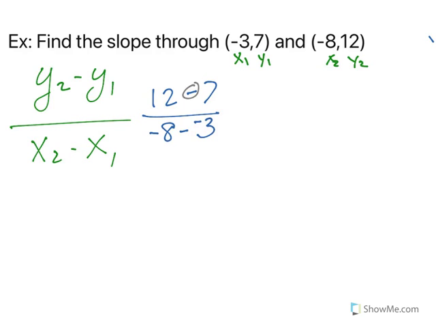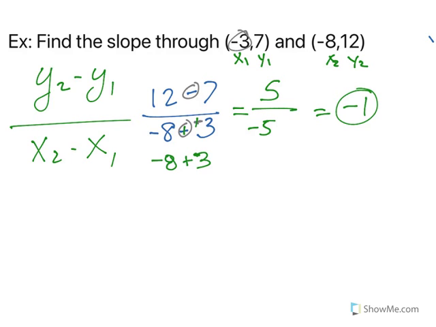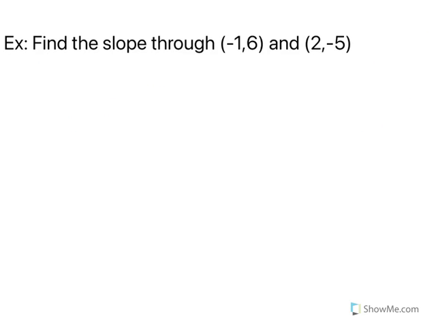Make sure that you always have a subtraction sign, and then if you have a negative, it comes along as extra. Okay, so 12 minus 7 is 5, and in the denominator, negative 8, 2 negatives is a positive, so -8 plus 3 is -5, and here my slope is -1. If you want to write it as -1 over 1 because we talk about vertical change over horizontal change, perfect. Let's do one more.